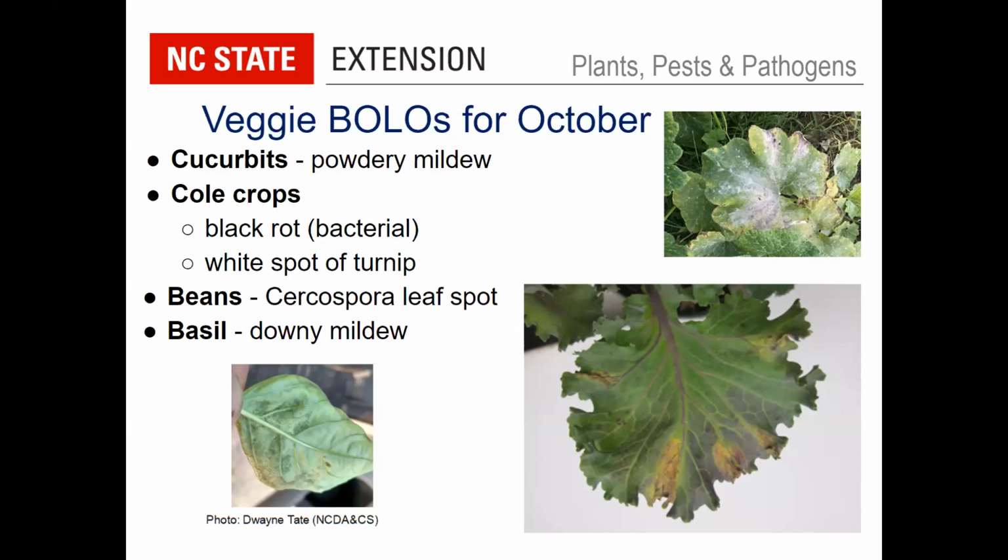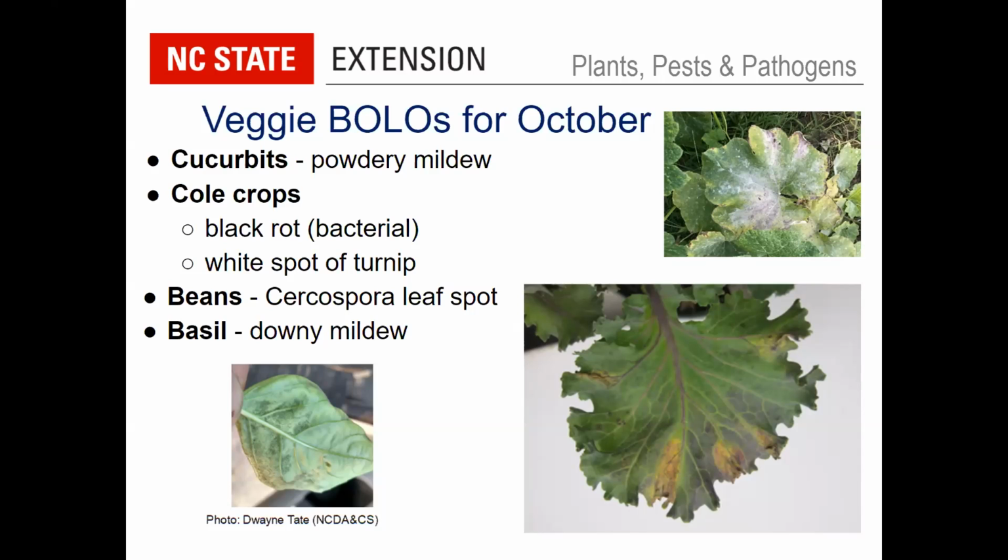It can also cause the veins to go black on those leaves. So you have to look out for that as you're shopping for your transplants. Another cole crop disease that could show up would be white spot on turnip.